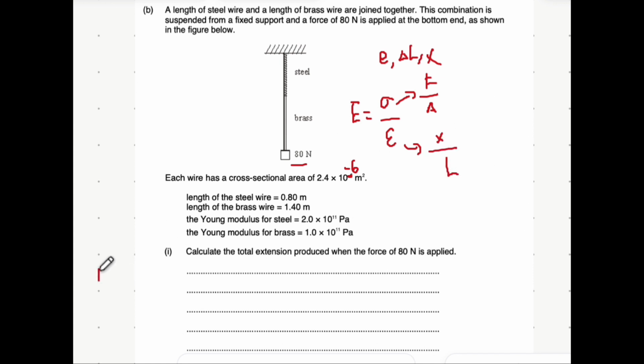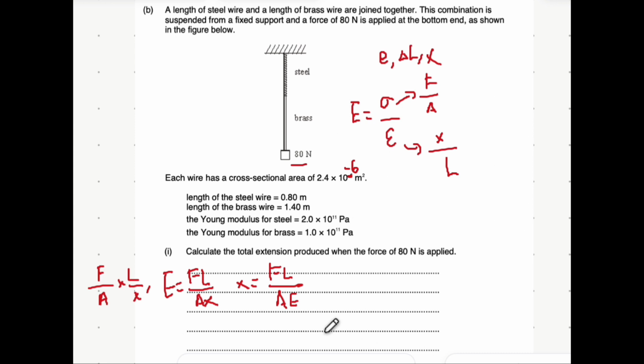If we're doing force over area divided by extension over length, what we know about dividing fractions is that you're multiplying by the reciprocal of the second fraction. So that's the same as multiplying by length over X. So we can say that the total Young's modulus is FL over AX. But because we're interested in finding the extension in this question, I'm going to make X the subject. Just swapping the positions of X and Young's modulus, we say X is FL over AE.